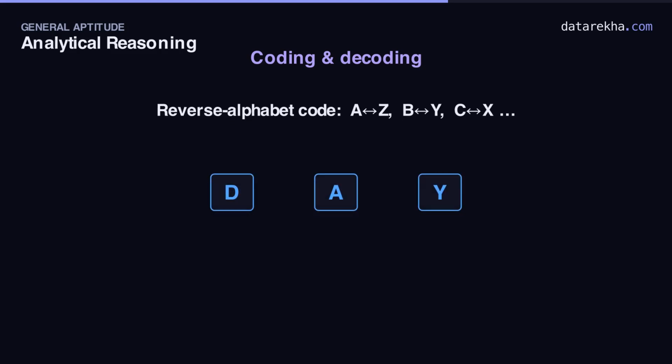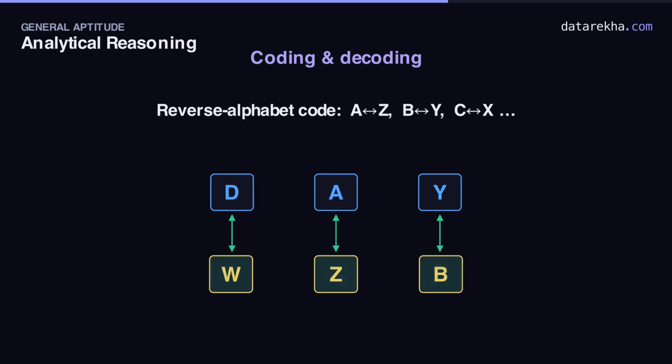The mirror cipher flips the alphabet end to end. A pairs with Z, B with Y, C with X. Each position swaps with 27 minus itself. Encode day. D, the fourth letter, mirrors to W, fourth from the end. A mirrors to Z, Y mirrors to B. Day becomes WZB, and the same trick decodes it. And the plainest code just numbers the letters straight off. Because underneath, letters are only numbers wearing letters.